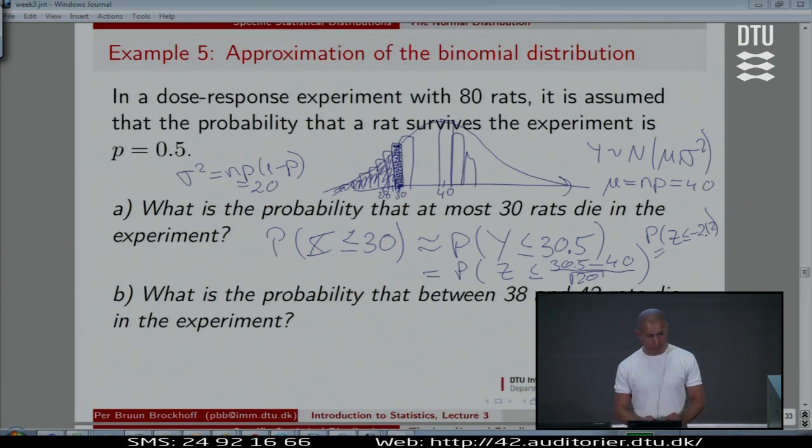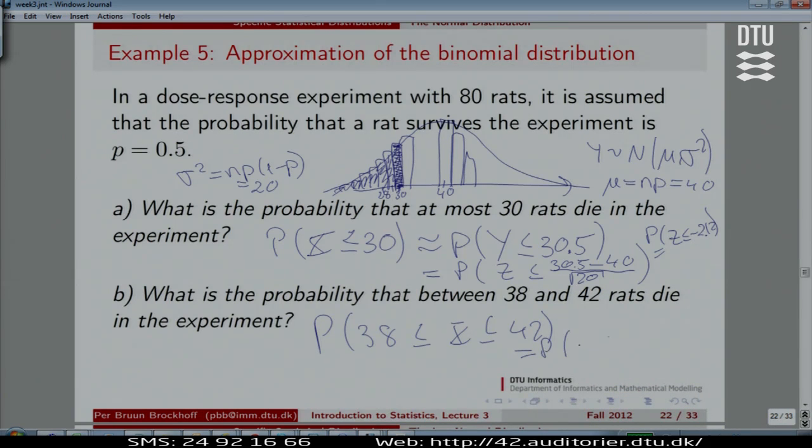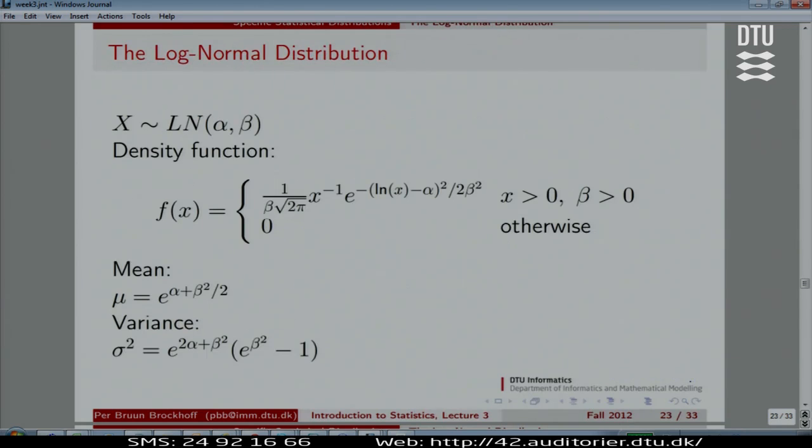I'll skip the B part here. So that's the similar thing. You can also do similar approximations to probabilities that look like this by going to the classical one, saying this is the same as subtracting from less than 42 the probability of being less than or equal to 37, for instance. And then we could use the same thing over again. I'll not do it now. This would finish this example, so we jump to the next.